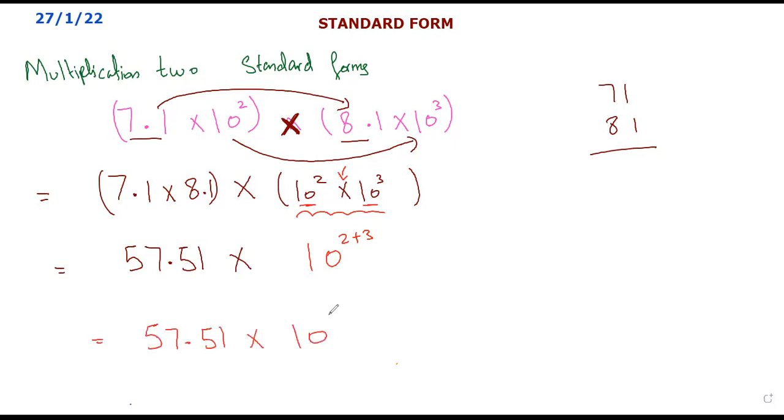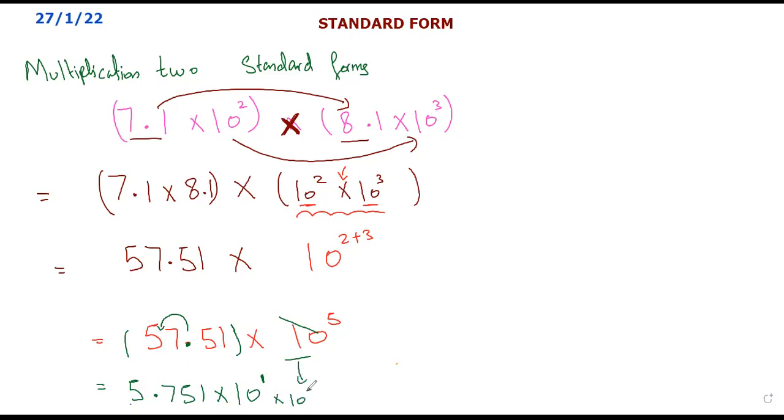But we are not done yet. We need to do an extra step. And what is that step? Is our answer in standard form? No. So we need to move this decimal 1 unit to the left. Forget about the 10 to the 5 for now, we're talking about this number only. So we will get 5.751 multiplied by 10 to the power 1, and we had this 10 to the power 5, so we will write it down as it is.